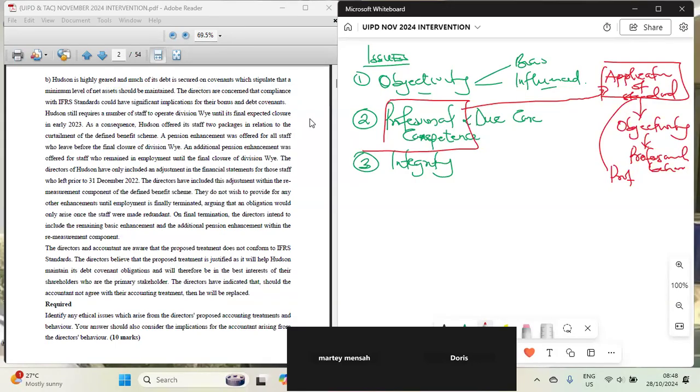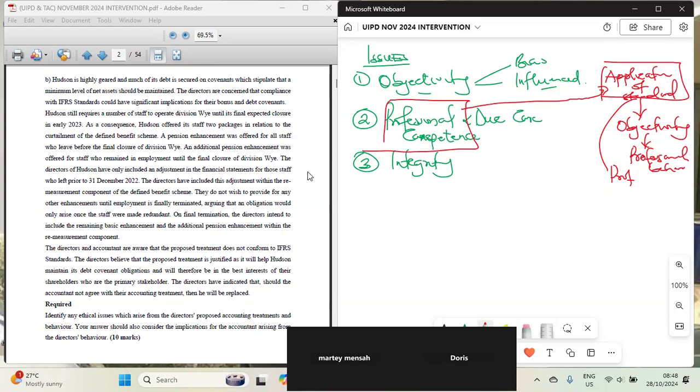Okay, Doris. We should state the ethical issue. We should quote from the passage. And then we should conclude. The conclusion, I didn't get that piece. Oh, the conclusion is just to say that they are compromising on the independence.